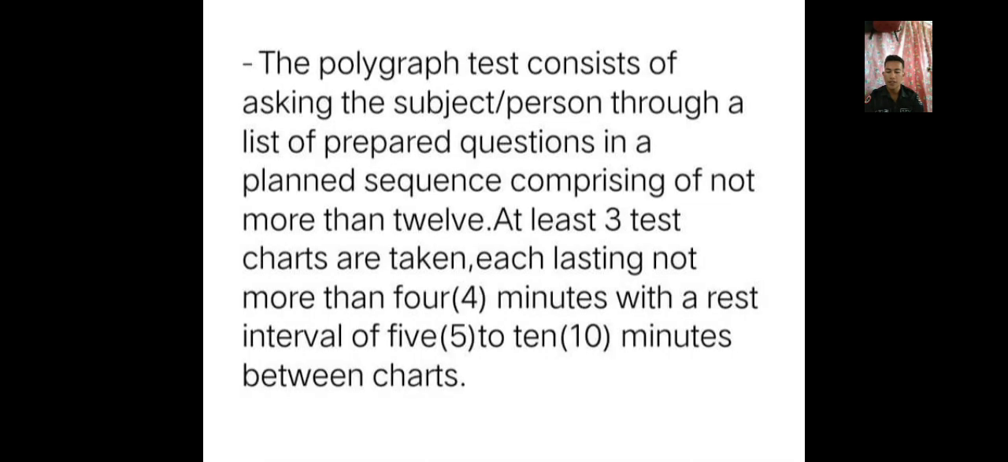The polygraph test consists of asking the subject person a list of prepared questions in a planned sequence comprising not more than 12. At least 3 test charts are taken, each lasting not more than 4 minutes, with a rest interval of 5 to 10 minutes between charts.